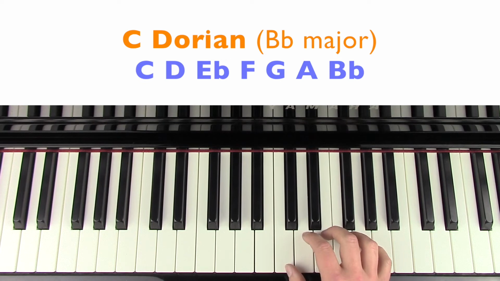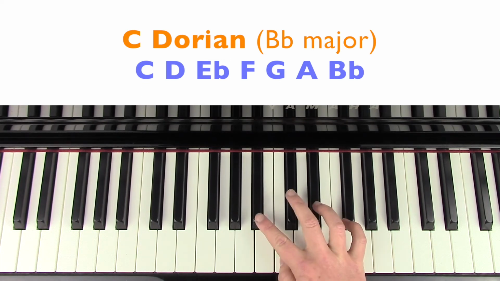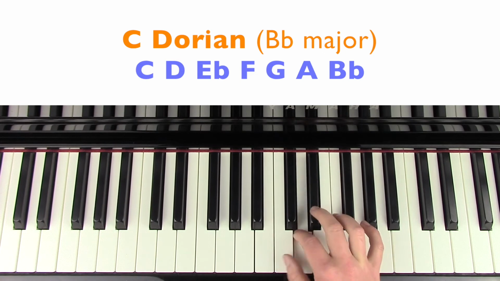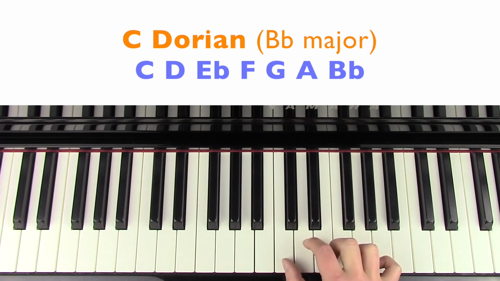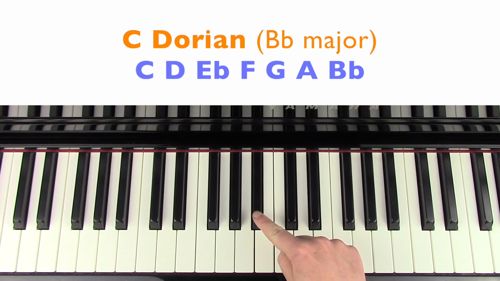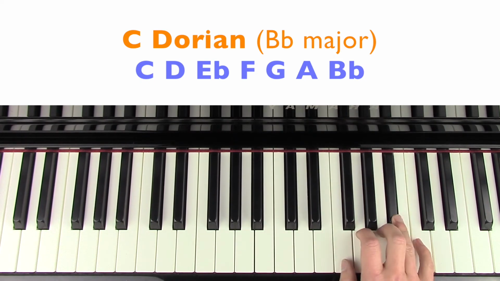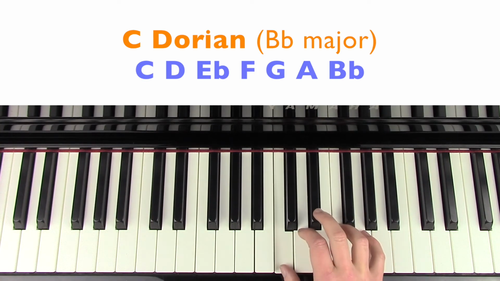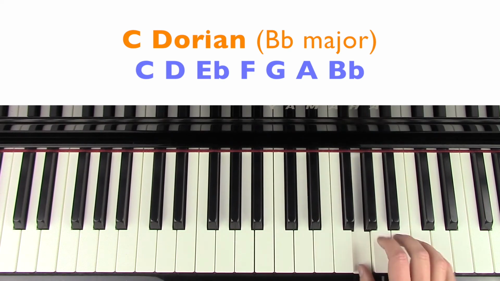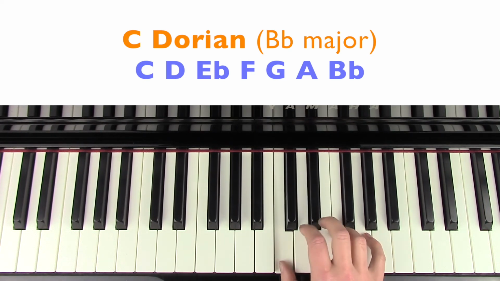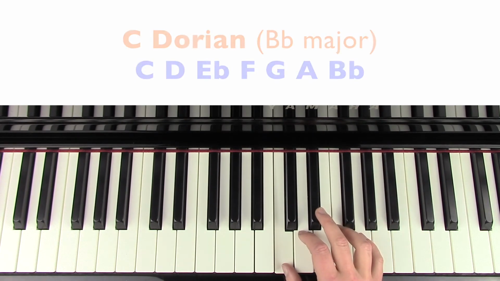C Dorian, like playing the scale of B flat major, but starting from C, because C is the 2nd note, is the Dorian of B flat. So C Dorian sounds like this. Still has the exact same combination of tones and semitones as D Dorian. More of a minor sounding scale.